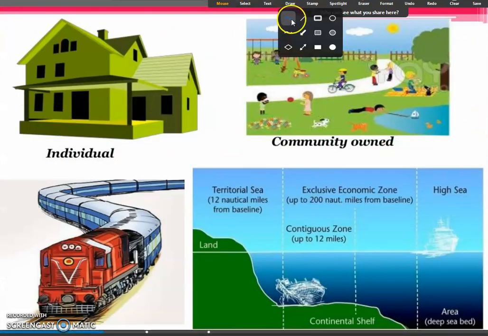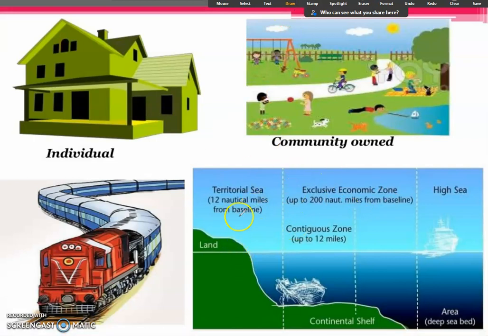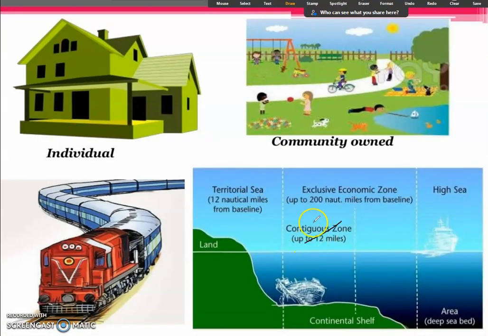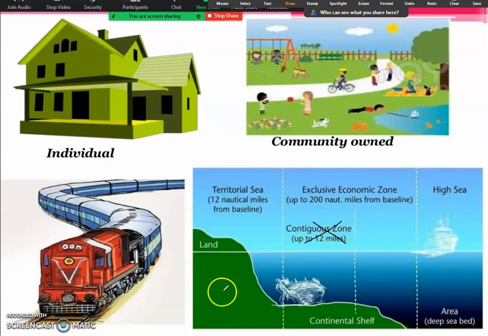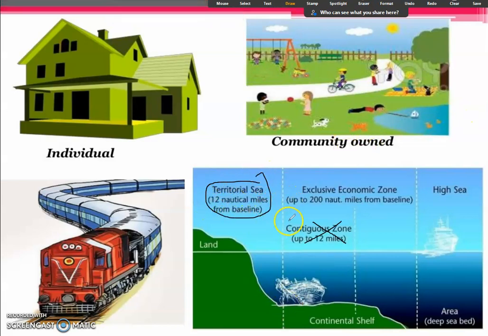Can you see again the old image that I'm showing you? You don't need to know about the contiguous zone here. This is the territorial sea. After the territorial sea, that means after the 12 nautical miles, the exclusive economic zone lies, up to 200 nautical miles from the baseline.